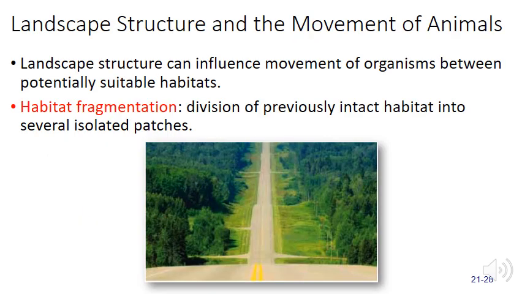So as MacArthur and Wilson suggested, landscape structure can influence movement of organisms between potentially suitable habitats. Habitat fragmentation, for example, is the division of previously intact habitat into several isolated patches. And the size of the patches created and how isolated those patches are will affect the ability of those patches to support species and the movement of species.